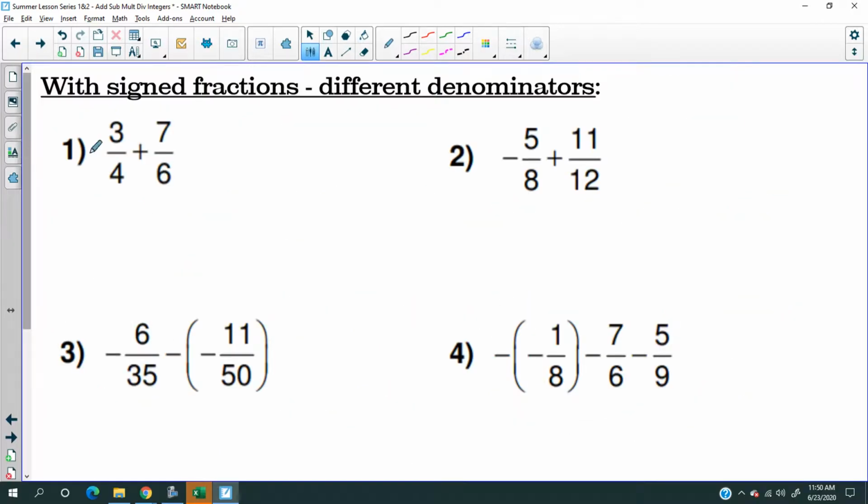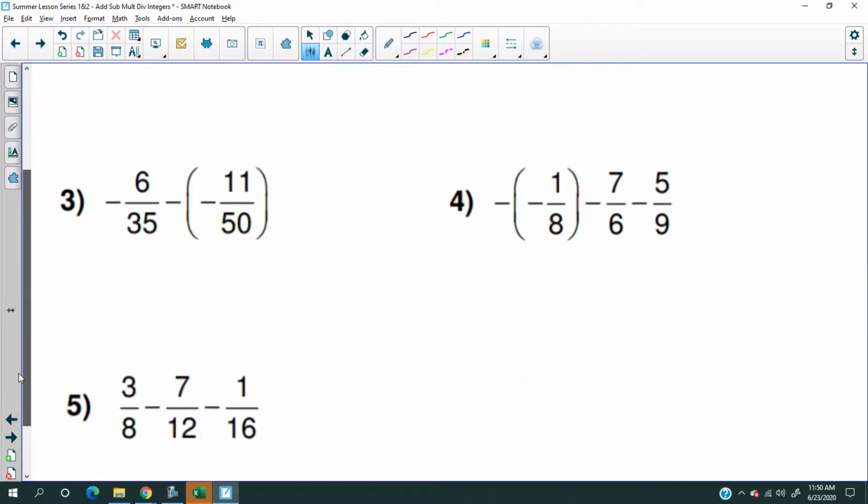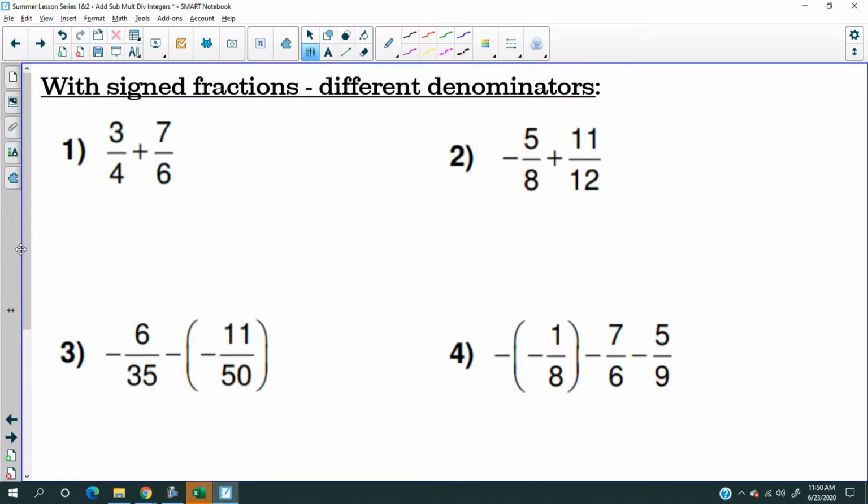Here we go. Let's see if I can make this happen. I'll do 1 and 2, and I'll let you try 3, 4, and 5, if you're up to it. So here now, different denominators. What's the rule when you have to add or subtract with different denominators? LCM, or least common denominator. So what's the least common denominator between 4 and 6? It's 12, right? So we can do that.